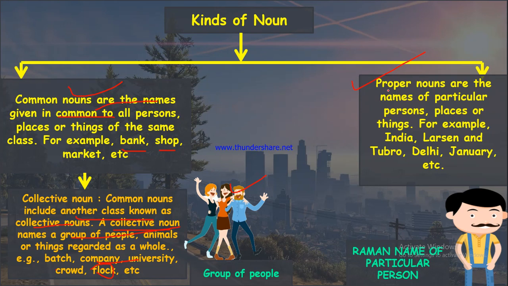Now let's talk about proper nouns. Proper nouns are names of a particular person, place or thing. For example, India, Lazen, Turbo. And the best example of a proper noun is the name given to a particular person. For example, Raman is the name of this particular person.